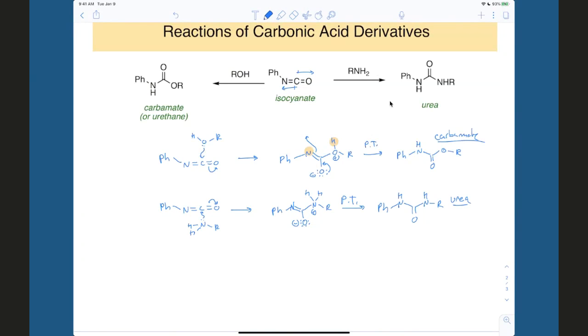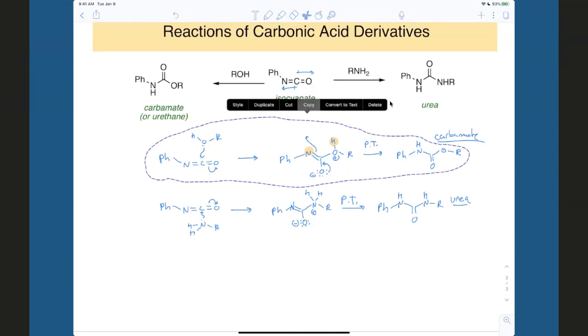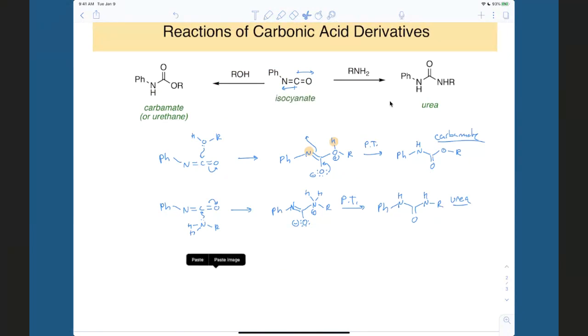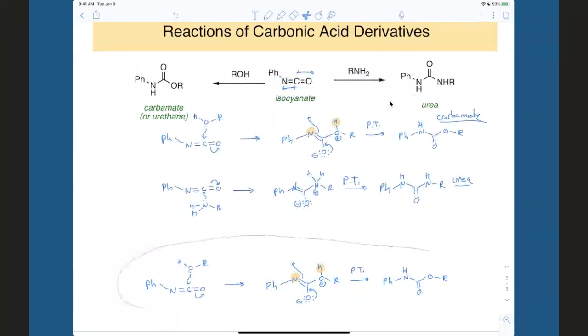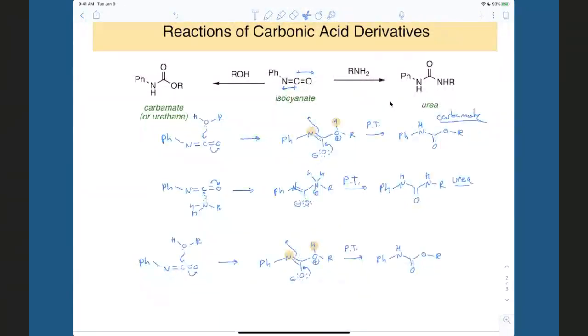There is a third option, and I'm just going to copy and paste what we had before and modify it. And that's the addition of water, because something else can happen if we use water. I can move that up there, give myself a little more space. So again, the exact same process happens with water. Only now we get an intermediate called a carbamic acid.